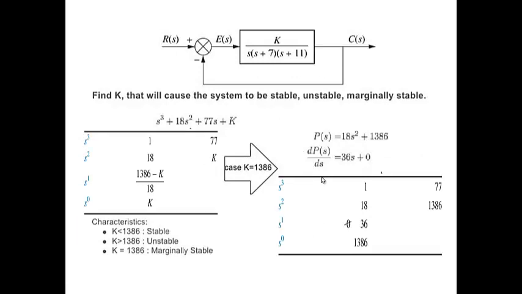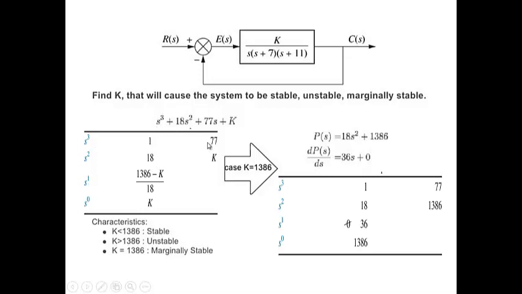Okay, ini kalau soalan final, dia trick you. Contohnya dia bagi you unknown K. Okay, find K that will cause the system to be stable, unstable or marginally stable. So you are given K, S plus 7, S plus 11. So from that you can get your characteristic equation here. This is your characteristic equation. So you susun macam sama je konsepnya. Susun S3, S2, S1, S0.